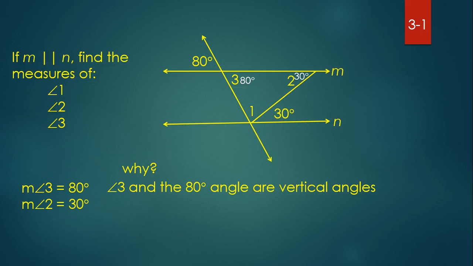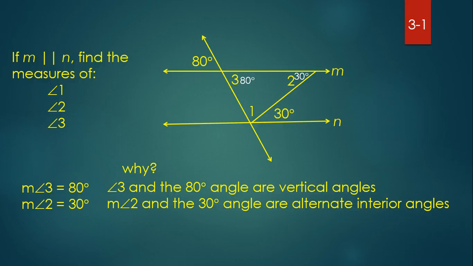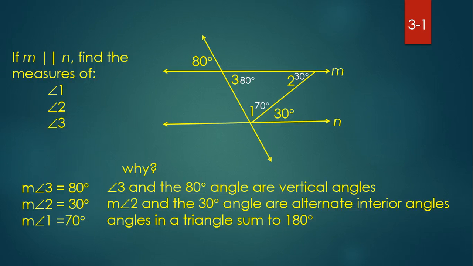We also can say that the measure of angle 2 is 30 degrees. And that's because angle 2 and that 30-degree angle we were given are alternate interior angles. And finally, we can say that the measure of angle 1 must be 70 degrees, and the reason for that is that all the angles in a triangle will always add up to 180 degrees.